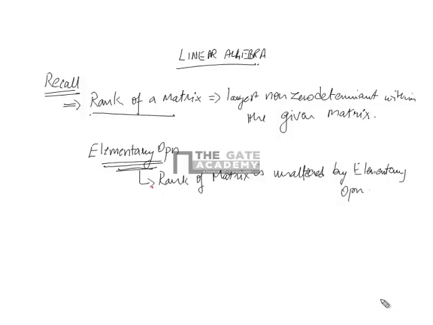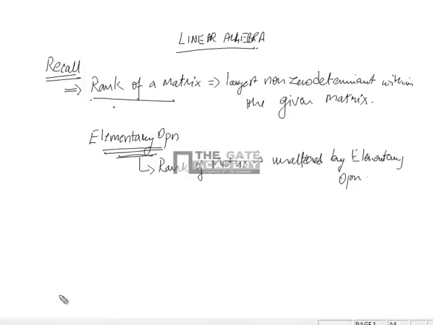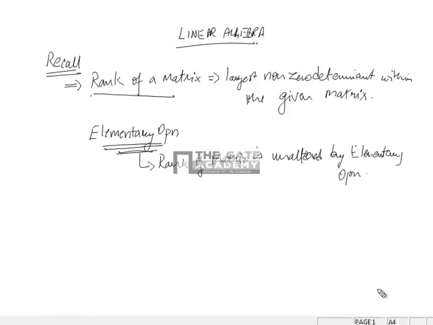The goal when we are doing an elementary operation, the technique here, is to get more zeros. If I get more zeros, I will get a reduced structure which can be solved very easily. So we have seen these things.